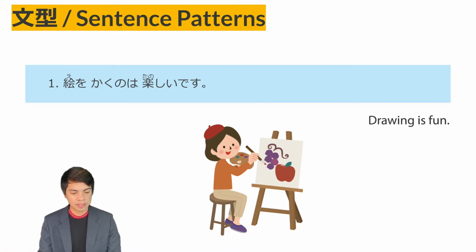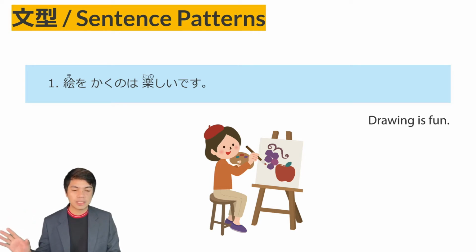So in this sentence, e o kaku no wa tanoshii desu. Let's study them one by one. First, e o kaku, from e o kakimasu, to draw a picture or to paint, and kaku is the dictionary form of kakimasu. Now we will use the particle no. Once the particle no is added to the dictionary form of verbs, the verb sentence will become a noun. So, e o kaku no.